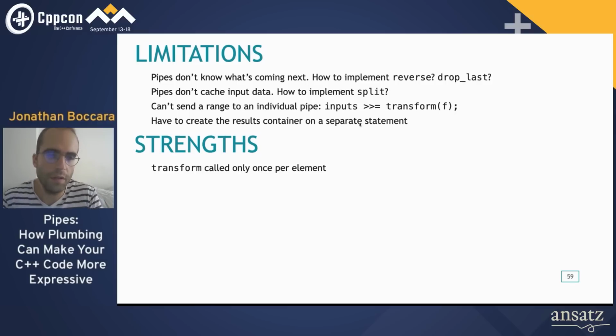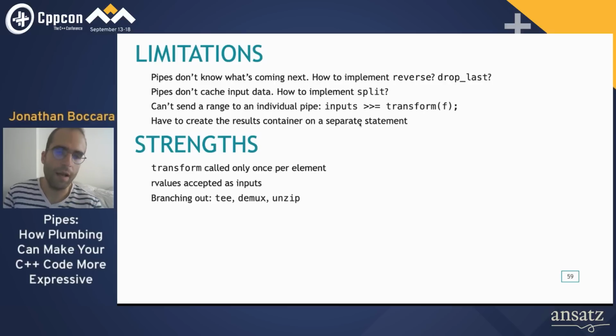We started with seeing that transform calls only one. I mean, it's called only once. The function inside the transform is called only once per element, which is what we expect. We can use R values as inputs. We can branch out in two directions with tee, or in any direction with fork. There's a typo here. Fork used to be called dmax, so you should read fork here. Or you can break down a tuple with unzip.